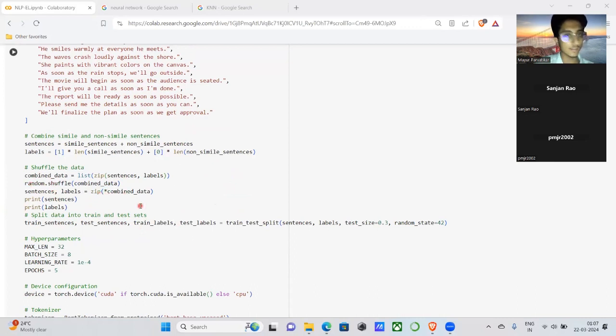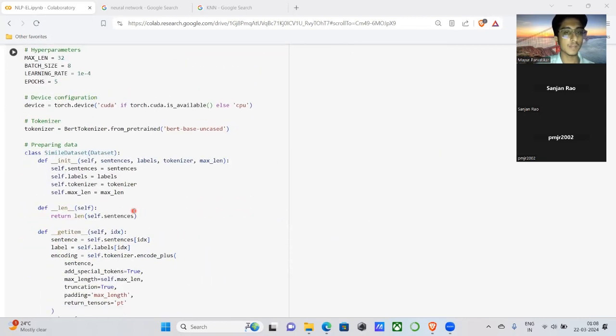On this zipped data, we have randomized the sentences, as we can see here, random dot shuffle, in order to contain simile, non-simile, and then simile, so that there is no continuity in simile and non-simile, just to introduce that randomness in the data set. Then on this data set, we have applied the train test split, giving a test size of 30% of the entire data set, as we can see over here.